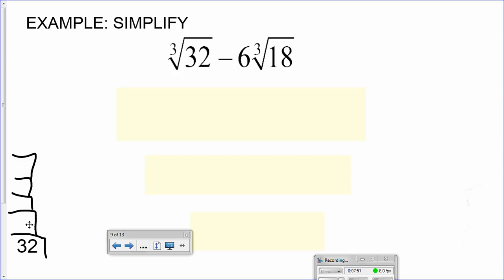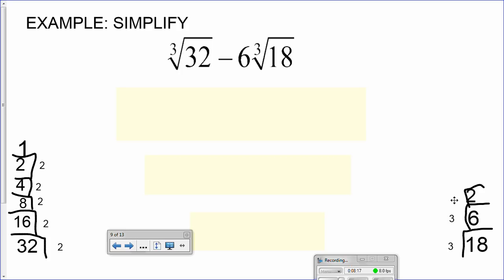32. I can take out a 2 and get 16. I can take out a 2 from there and get 8. Take 2 out there and give me a 4. Take 2 out there, give me a 2, and a 2, and a 1. Okay? With 18, I go ahead and take out a 3, I get 6, I can take out another 3, and get 2, and I take out a 2, I get my candle.